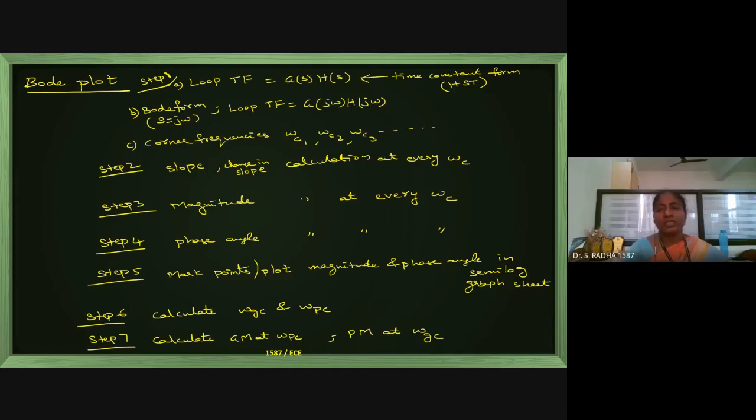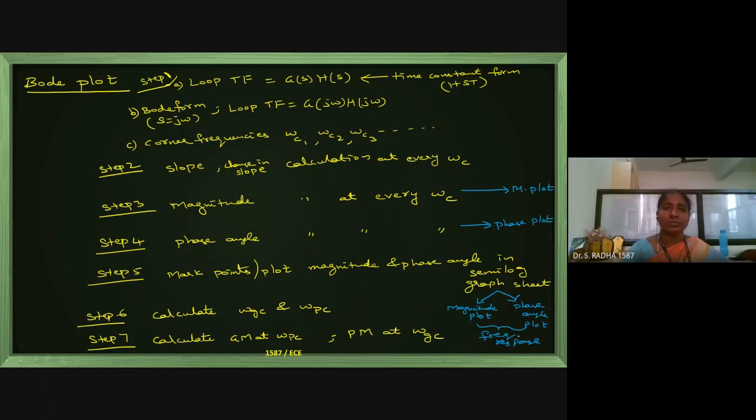Actually, the semi-log graph sheet we have to divide into 2 halves. In the upper half of the sheet, we will do the magnitude plot. In the lower half of the sheet, we will do the phase angle plot. We do the calculations here. For the magnitude plot calculations, we will use these details. For the phase angle calculation, we will use step numbers 3 and 4. In a single graph sheet, we have to do the magnitude plot and phase angle plot together, which is called the frequency response.